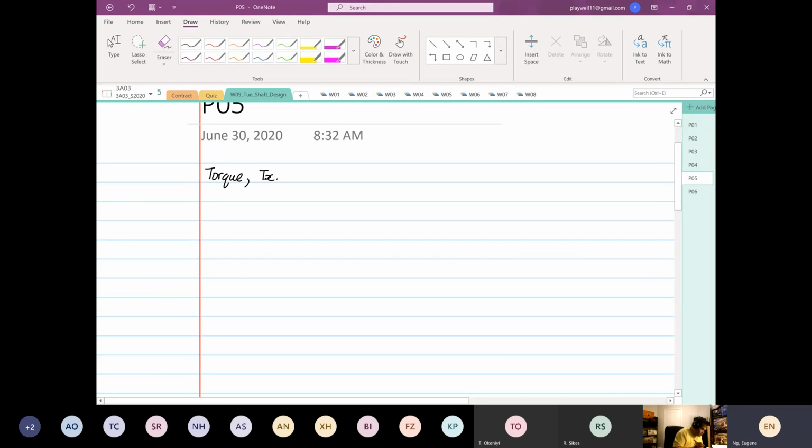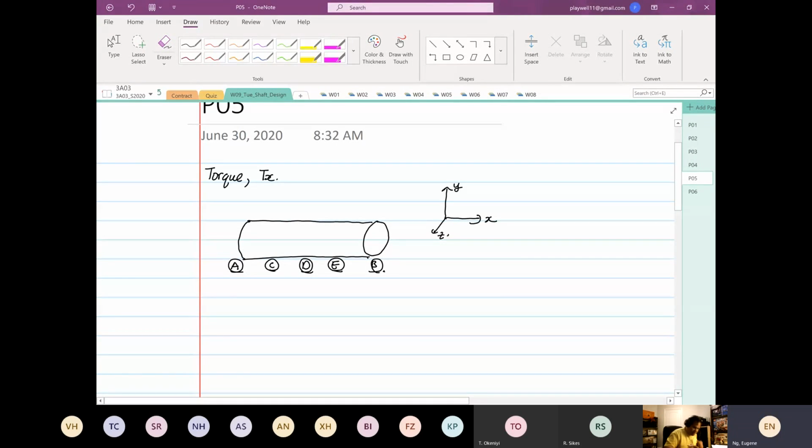We know the torque is all applied in the x direction. So we have calculated the torque already. What do I mean that we have calculated the torque? Now this is where a lot of students get really confused with the torque. So this is point A, this is point C, this is point D, this is point E, and this is point B. Again, our transformation: X, Y, and this is our Z.